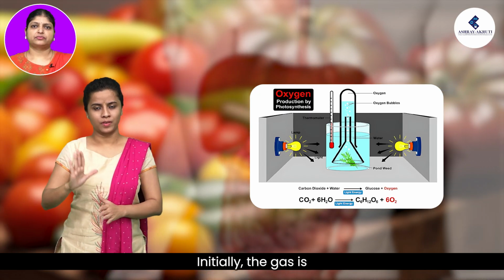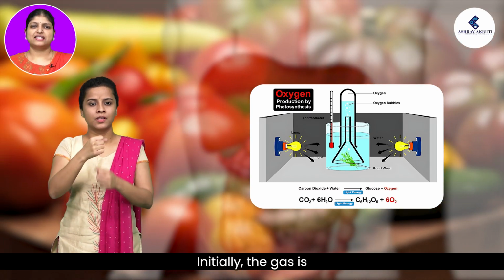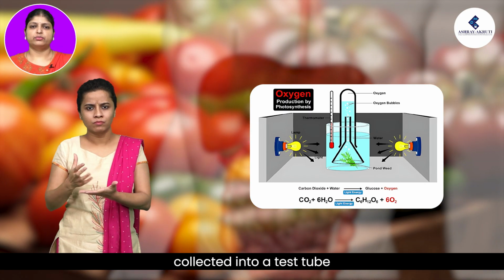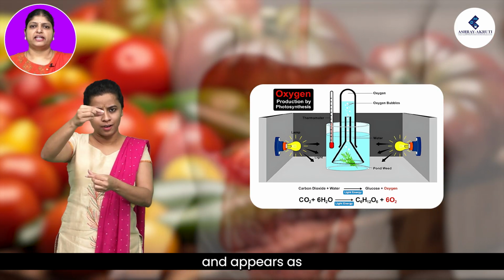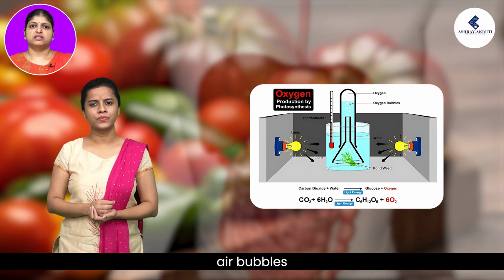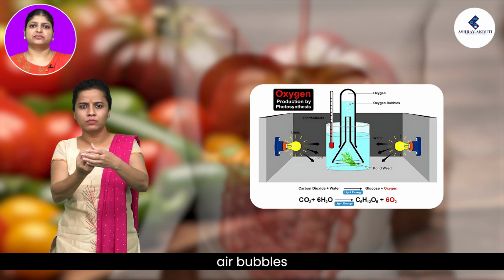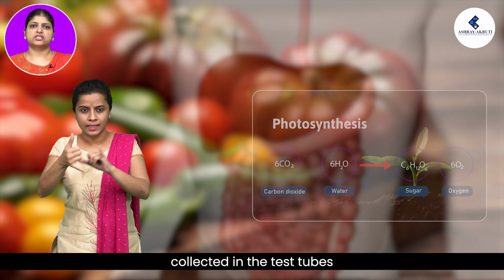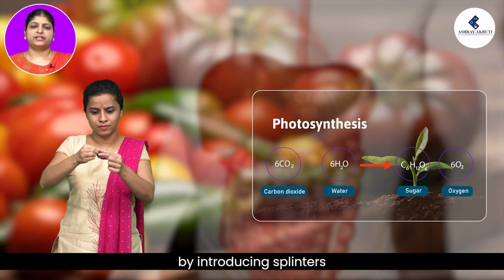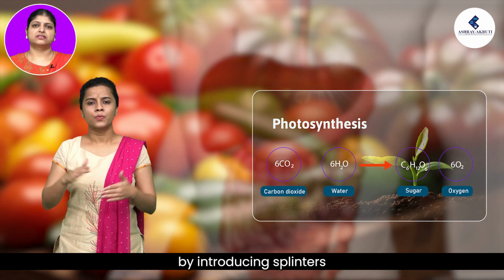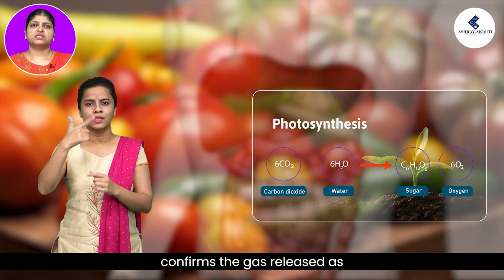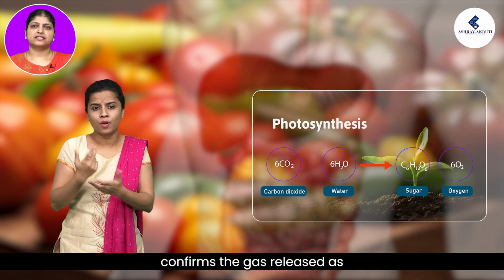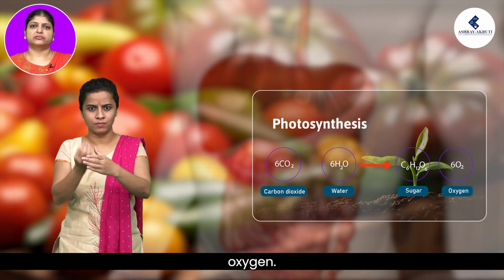Initially, the gas is collected into a test tube and appears as air bubbles. Testing the gas collected in the test tubes by introducing splinters confirms the gas released as oxygen.